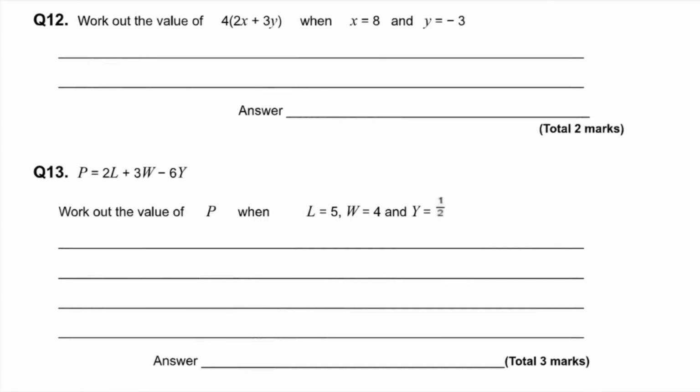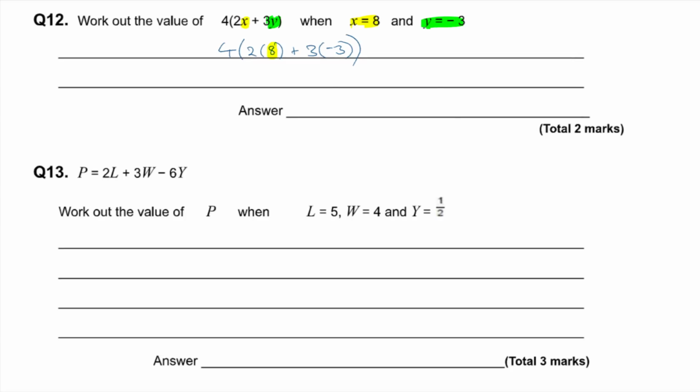Question 12, work out the value of 4 lots of 2x plus 3y when x is 8 and y is minus 3. Okay, so we're going to replace x is 8 here, and we're going to replace y is minus 3 in here. Okay, so just writing out everything as it is without working anything out. 4 lots of 2 lots of 8 plus 3 lots of minus 3. Now I do recommend you just do this, what I'm doing here, just replacing the letters with the numbers.